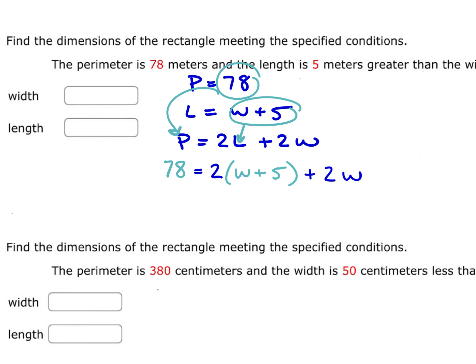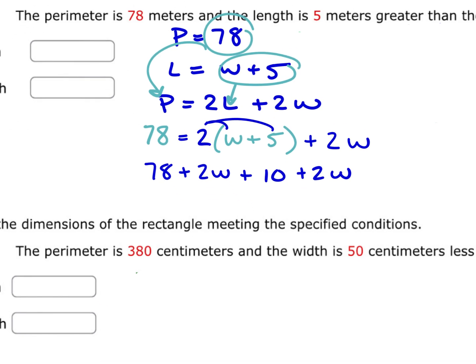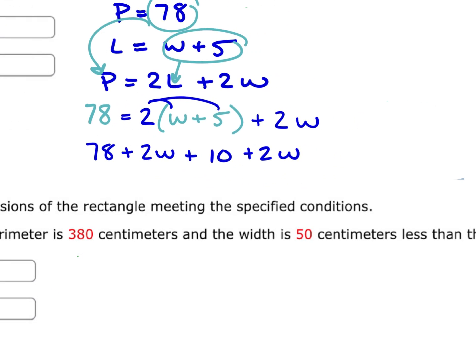What should we do next? Distribute. So 78 equals 2W plus 10 plus 2W. What else can we do? Combine like terms. So I'm going to subtract the 10, move it over, so we get 68 equals 4W. Then what?